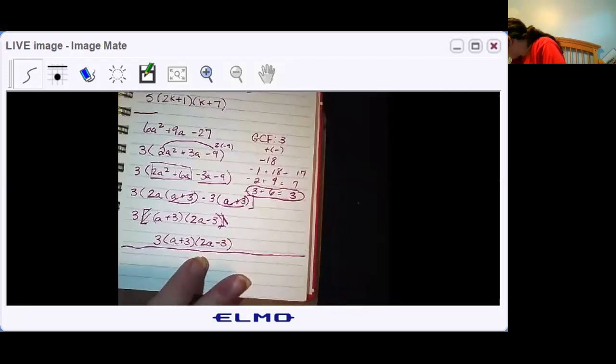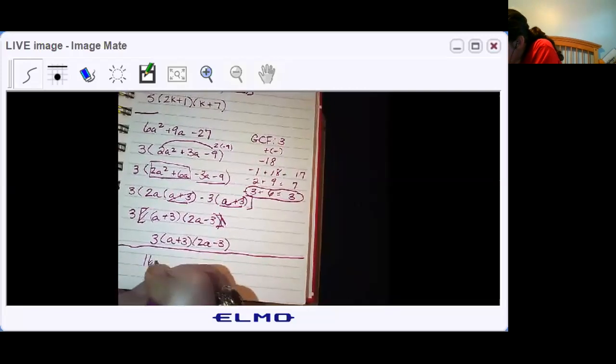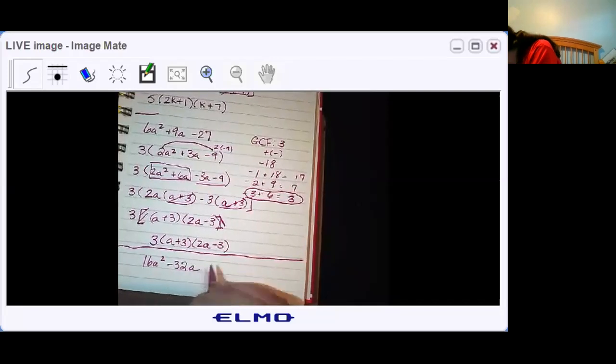So our very last problem, 16a squared minus 32a plus 24.